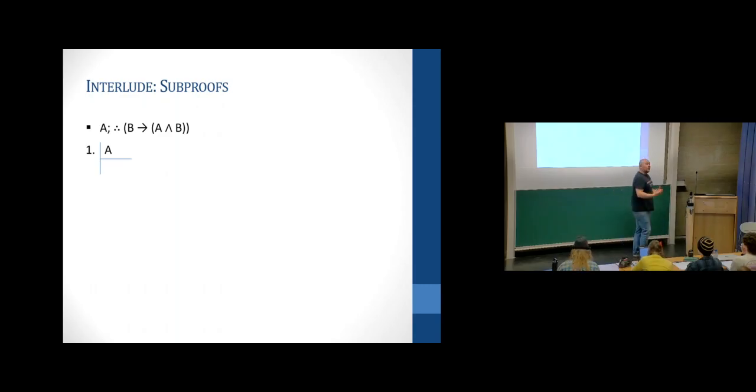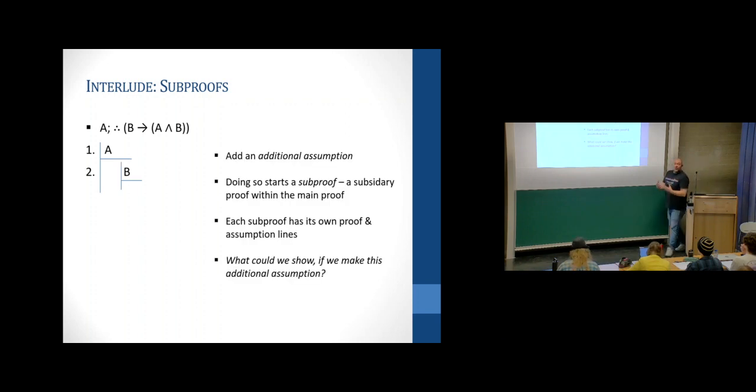Now the second step, what we're going to do is start our baby proof. We're going to open a subproof. We open a subproof by drawing a new assumption line. And note, we also build a new subproof line. This subproof line has to stop before we get to the end. We want to just kind of show, hey, if you also gave me this additional assumption, I could do something more. If B is also true.